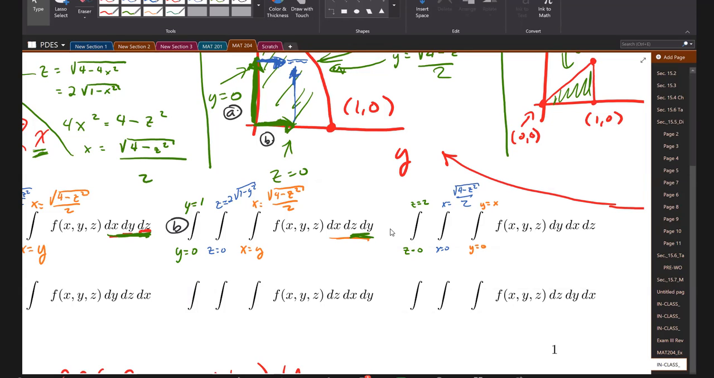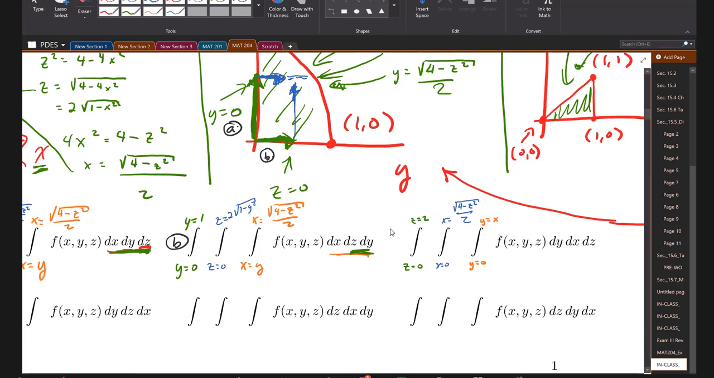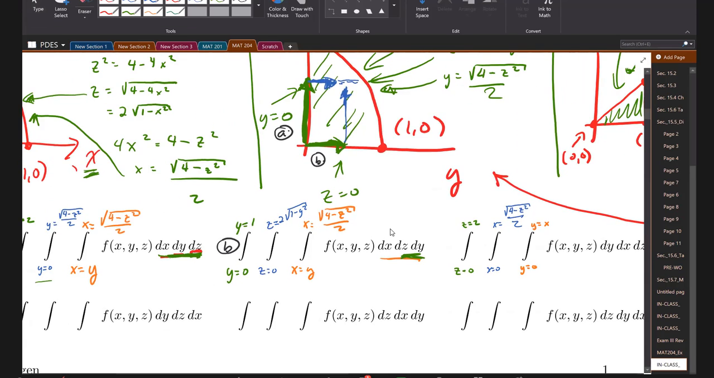Great questions. Other questions on this, folks? In this one, for the x part of the integral, wouldn't it be bounded by the drawing of the zx plane that we did? That's true.